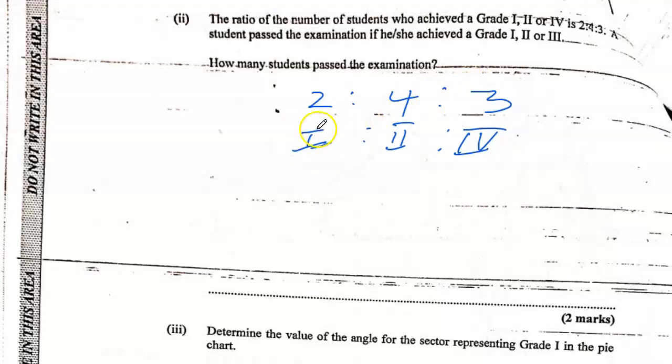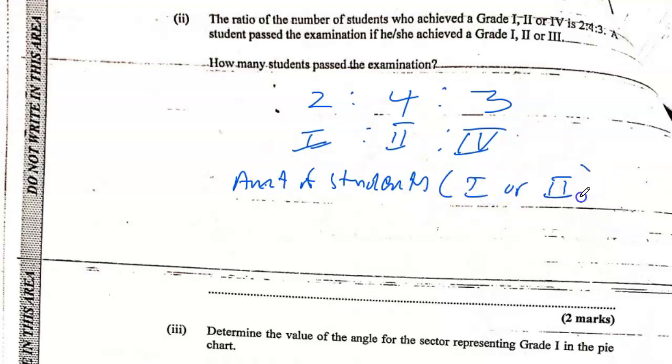Now the ratio for grade 1 and 2, 2 and 4 here, would be what? 2 plus 4, that's 6, and 6 and 3, 9. But for grade 1 and grade 2, that's 6. So the amount of students who achieve grade 1 or grade 2 would be 6 upon 9 times the total number of students, which would be 120.